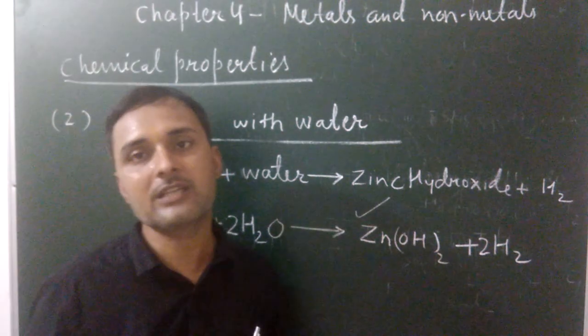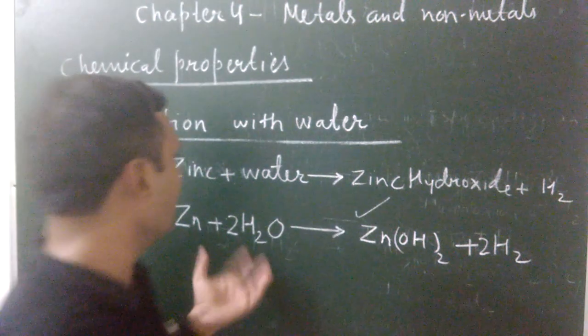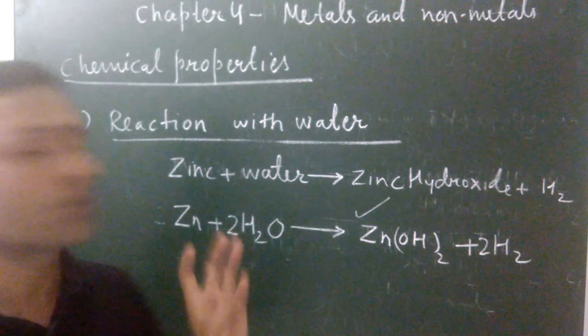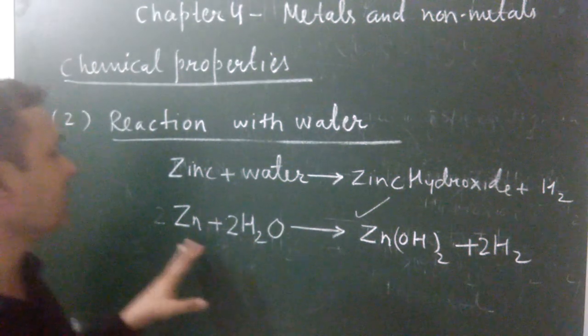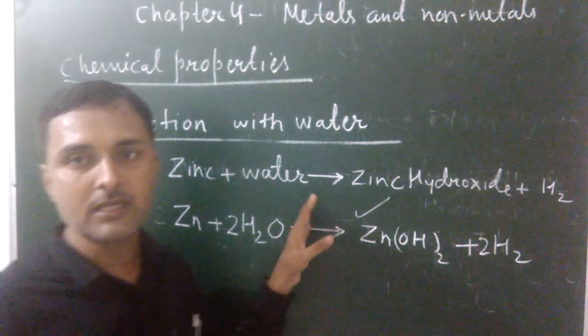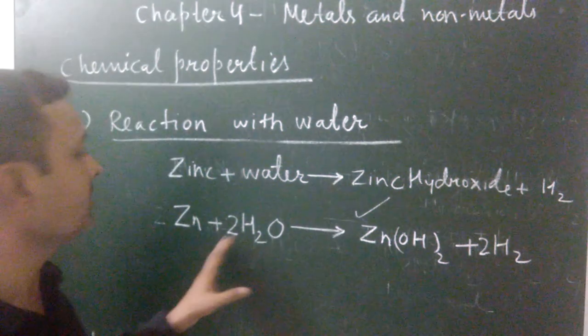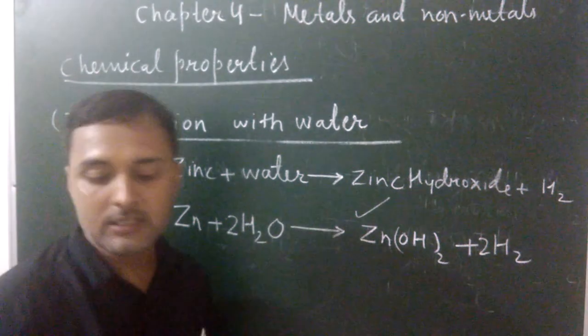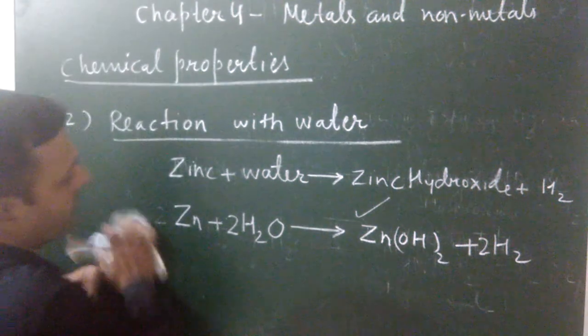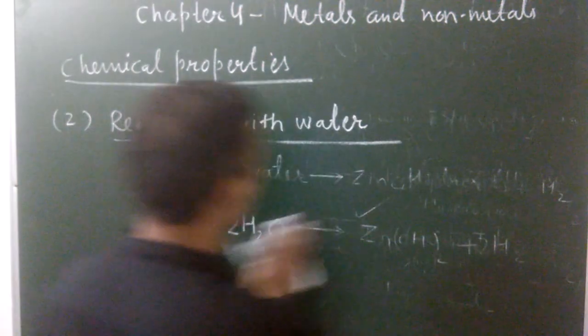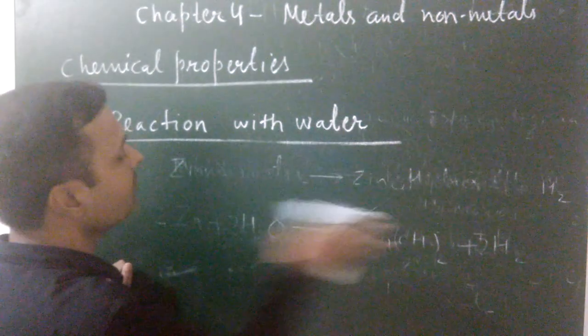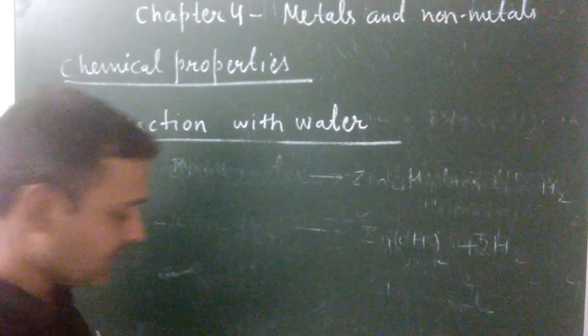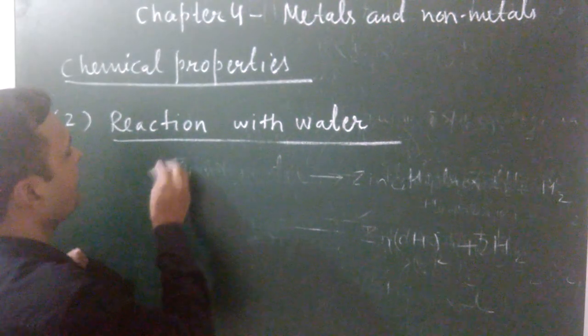Now these are the 3 chemical reactions given in your book. First, the reaction of sodium with water; second, the reaction of magnesium with water; and third, the reaction of zinc with water. Now the reaction of non-metals with water. Non-metals generally do not react with water. There is no reaction. So you can say non-metal plus water gives no reaction.